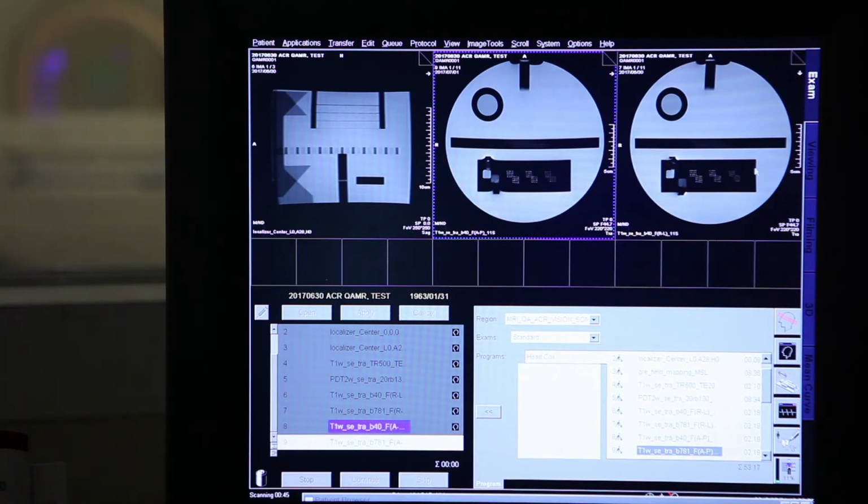See? So this is how QA works. We can track down the problems. You track the problems before they are seen in an image.